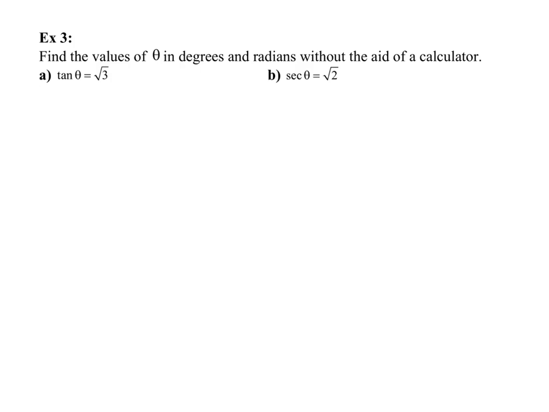Find the values of theta in degrees and radians without the aid of a calculator. Okay, so this is square root of 3 over 1. I'm going to construct a triangle now. I don't know what theta is. This is opposite over adjacent. So opposite is square root of 3, adjacent is 1.